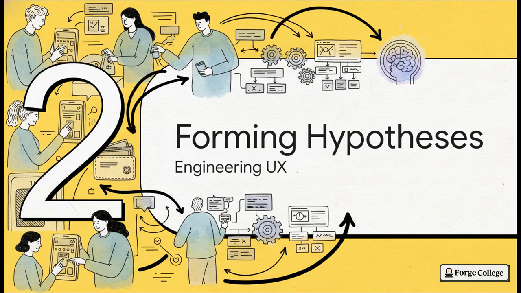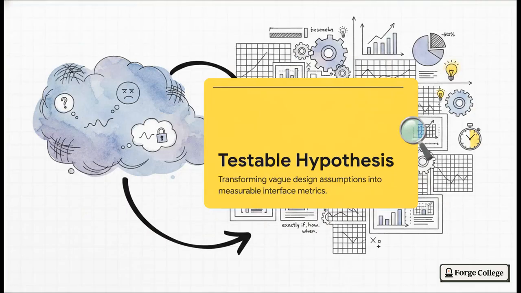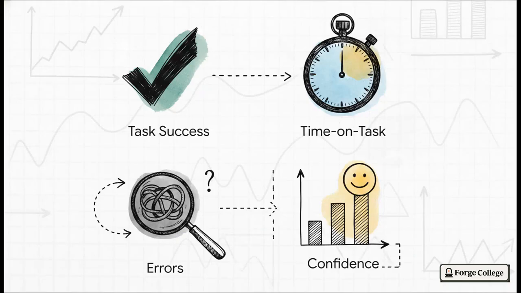Moving right along to Section 2, forming testable hypotheses, where we engineer the user experience. To solve this usability gap, we need a feedback loop. We have to fundamentally shift our whole mindset from subjective feelings to testable hypotheses. Basically, we're taking vague design assumptions like, well, I really hope they understand this progressive consent flow, and transforming them into concrete, measurable interface metrics. We're turning I hope they get it into let's measure exactly if, how, and when they get it. So the crucial takeaway here is that we are going to extract 4 exact metrics from our users. We are literally stress testing human interaction the exact same way we monitor server loads.